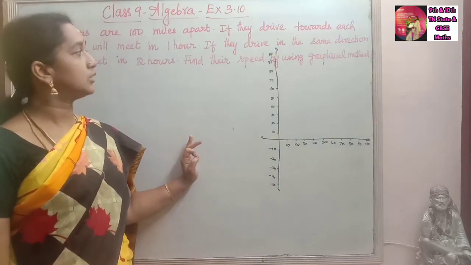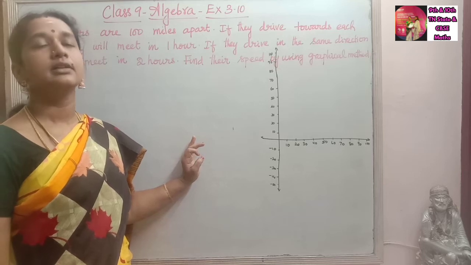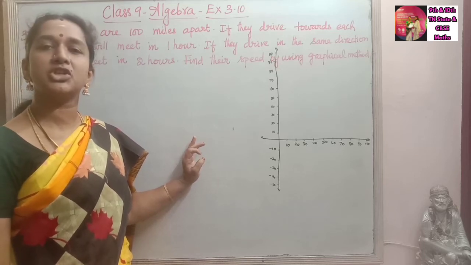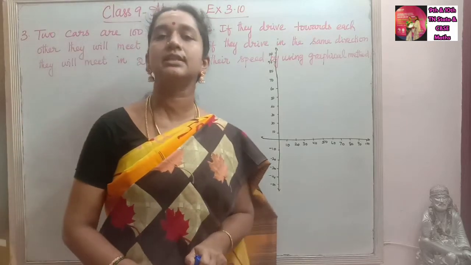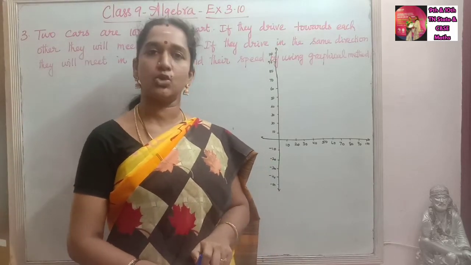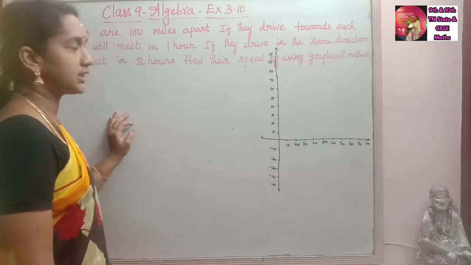The second sum I have already completed. We have a few subdivisions in that. The sixth sum, second subdivision, I have given in the description box. You can check. Now, third sum.